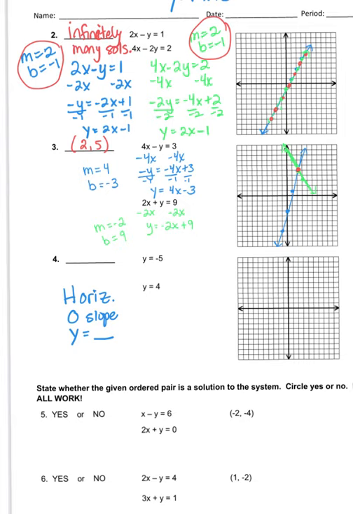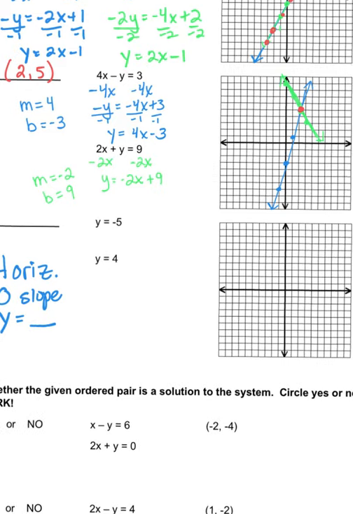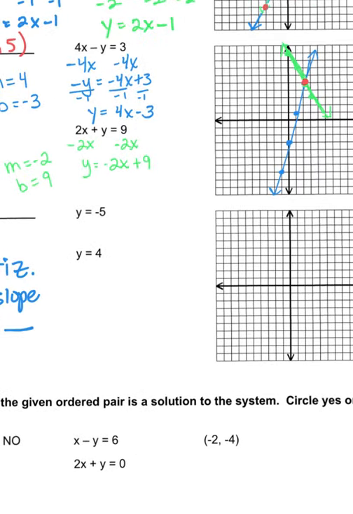So when I take a look at an equation of a line that's y equals something, I know that's a horizontal line. So I've got y equals 4 and y equals -5. I'm going to start out with y equals 4, and I'm going to keep this one in blue.